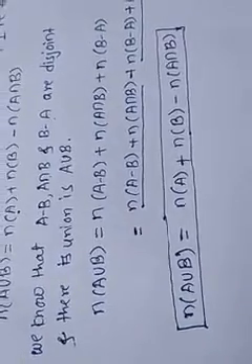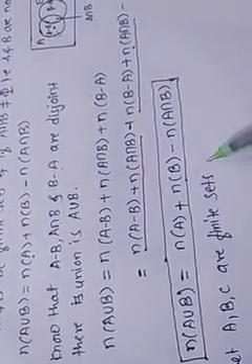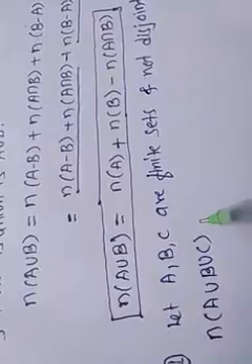Now we define it for three sets. Let A, B, C be finite sets and not disjoint, then for n of A union B union C, we write here n of A union B is equal to n of A plus n of B minus n of A intersection B, as equation number 1.